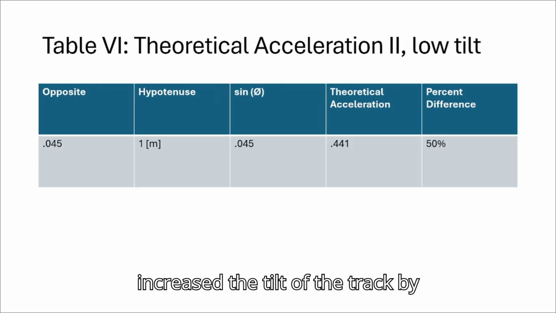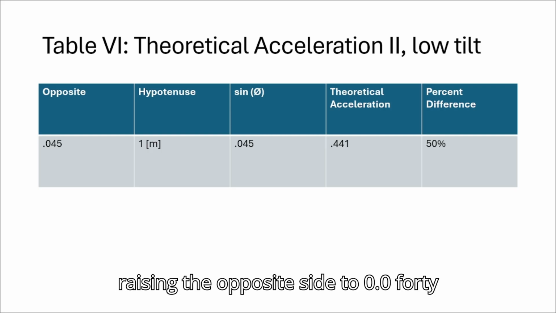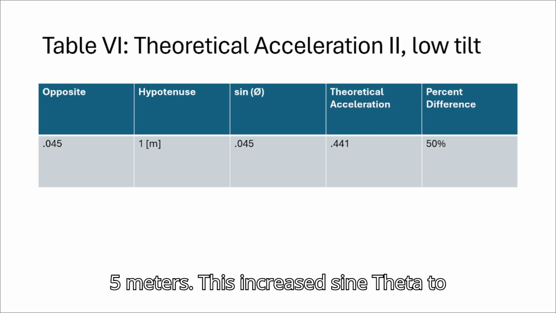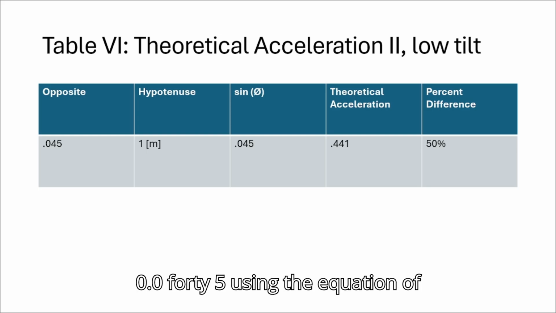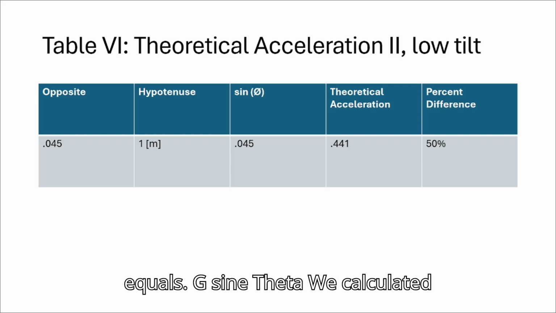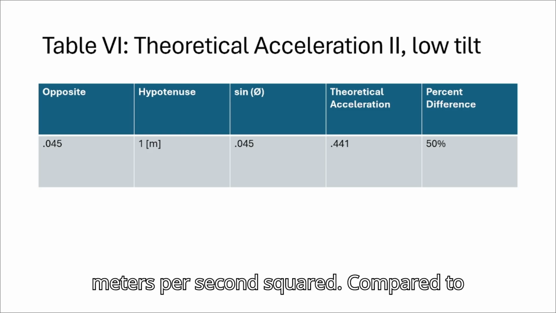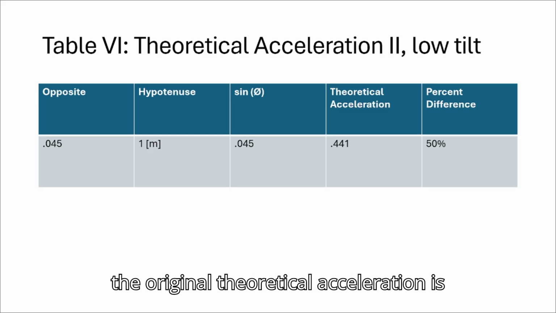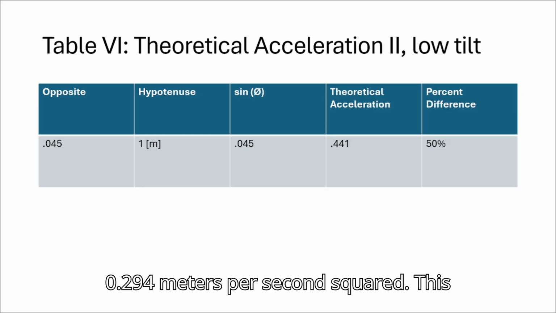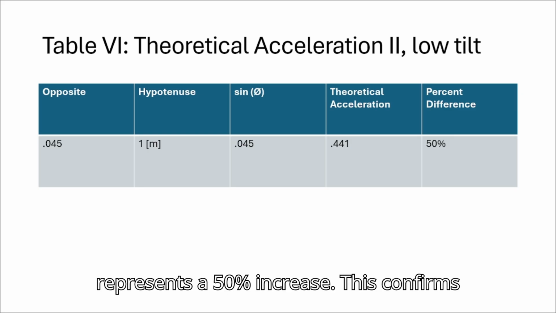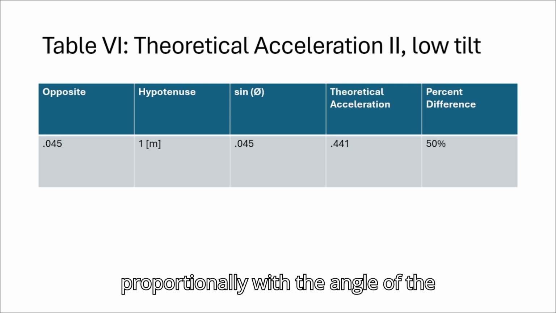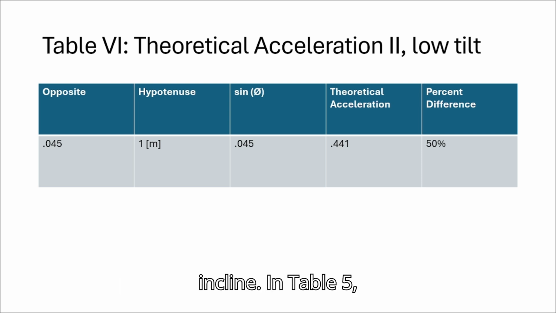In Table 4, we increased the tilt of the track by raising the opposite side to 0.045 meters. This increased sine theta to 0.045. Using the equation a equals g sine theta, we calculated a new theoretical acceleration of 0.441 meters per second squared, compared to the original theoretical acceleration of 0.294 meters per second squared. This represents a 50% increase. This confirms that acceleration increases proportionally with the angle of the incline.